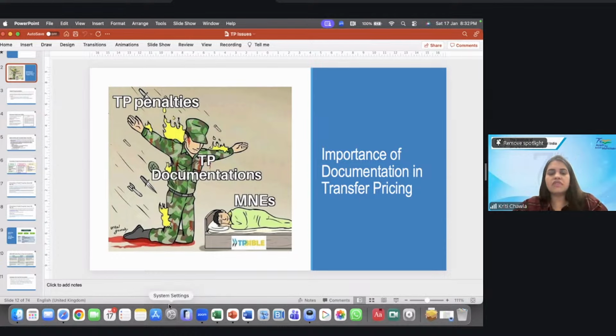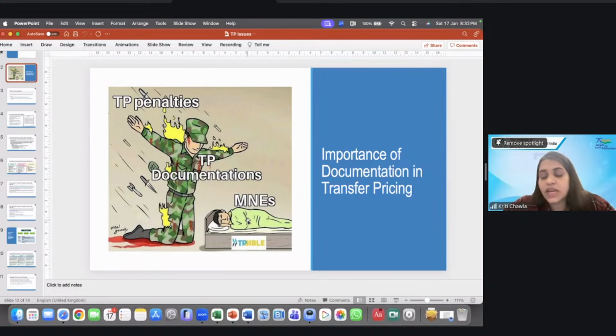Okay, so we will continue with documentation, and these are a few slides that I wanted to talk about. A new concept in transfer pricing, which is called documentation. Now, when it comes to documentation, I think this particular slide very correctly summarizes why documentation is important. Transfer pricing documentation is important because it will protect the multinational enterprises from transfer pricing penalties.